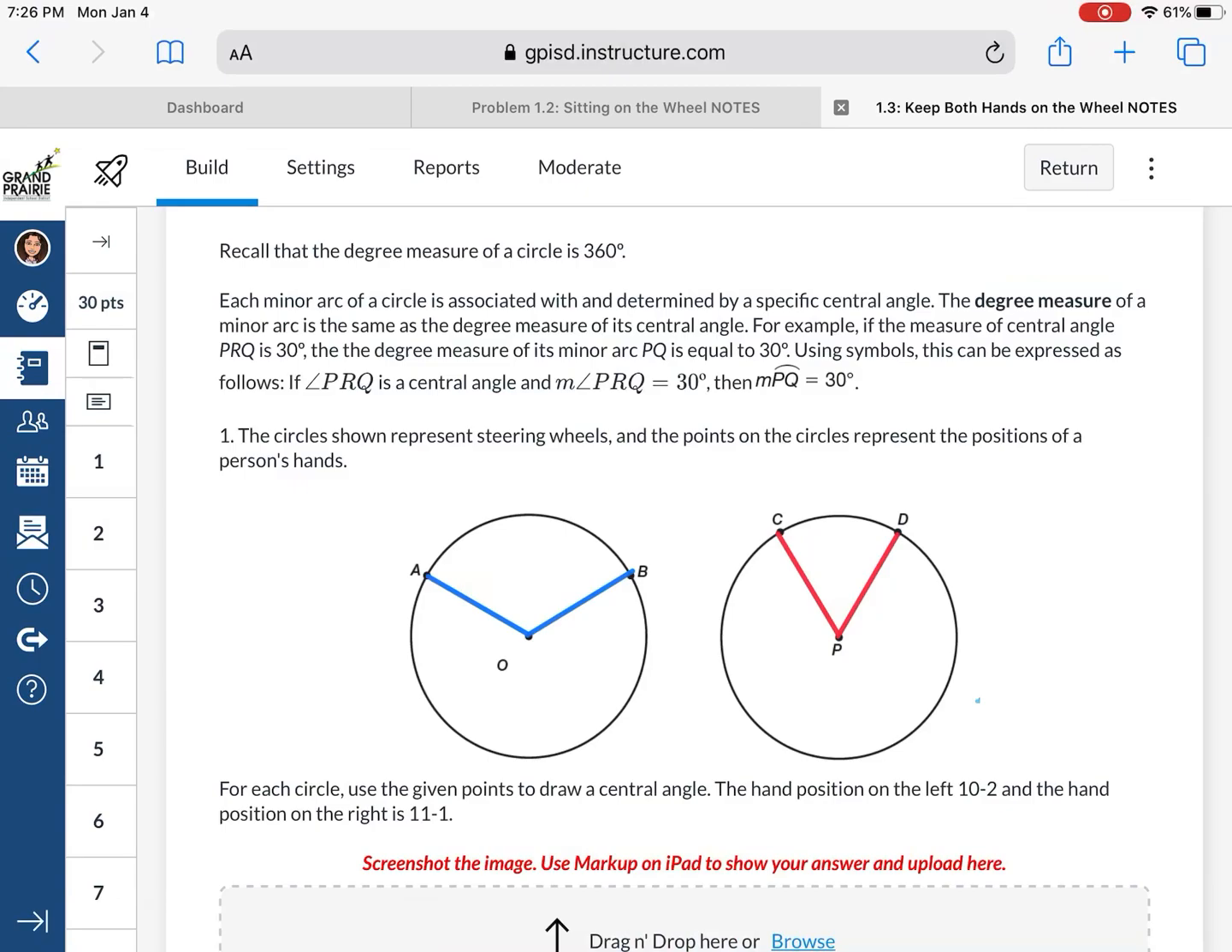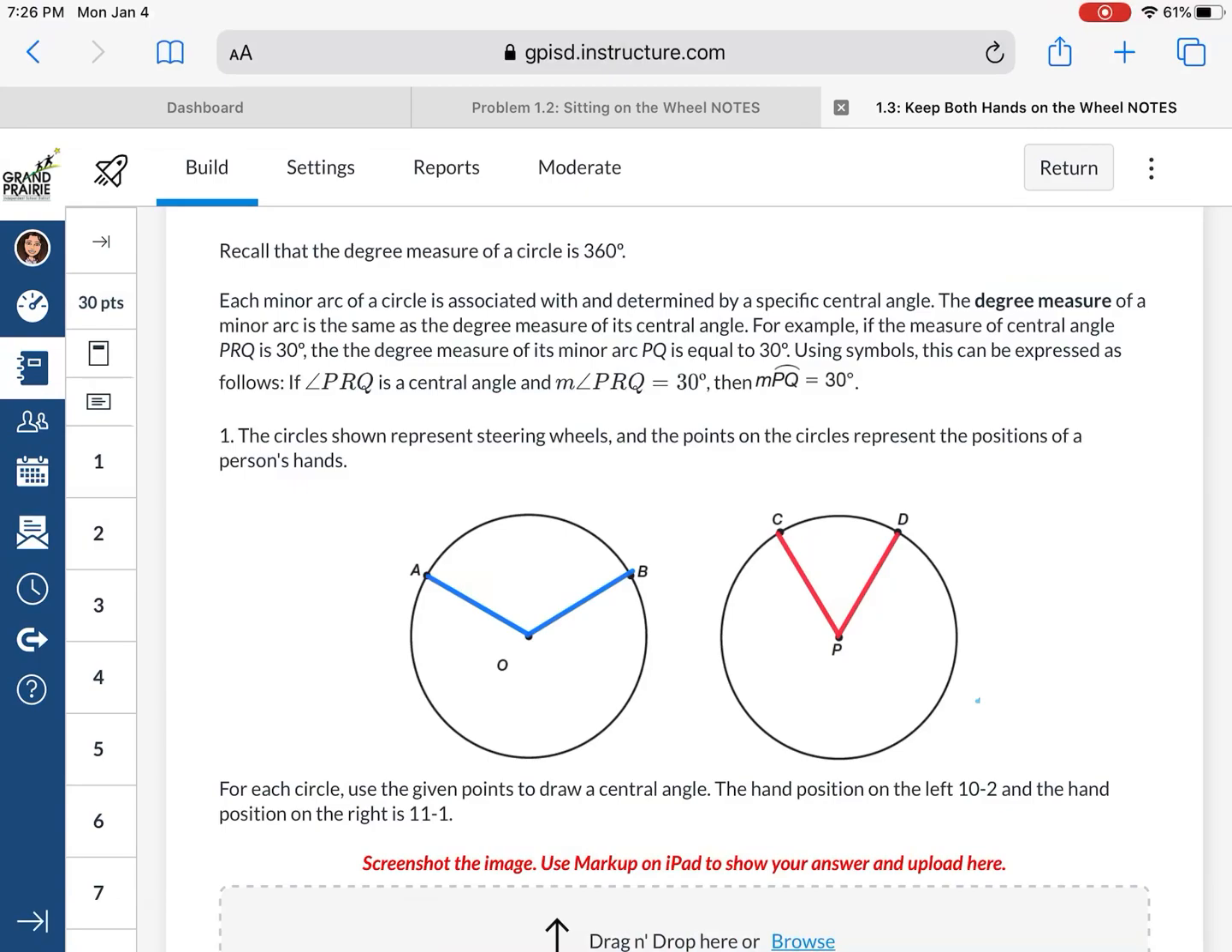So if you look at angle AOB, and we start at 10 o'clock and go to 2 o'clock, how many hours between 10 and 2? Well, there are 4 hours. So to find the measure of this angle, all we have to do is multiply 30 times 4. And so our answer would be 120 degrees.